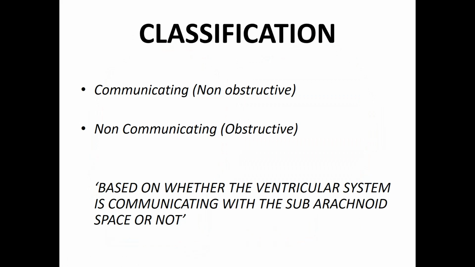So if we are going to discuss the types of hydrocephalus, hydrocephalus may be congenital or acquired. Hydrocephalus may be communicating or non-communicating. Communicating hydrocephalus is also called non-obstructive hydrocephalus, and non-communicating hydrocephalus is called obstructive hydrocephalus.